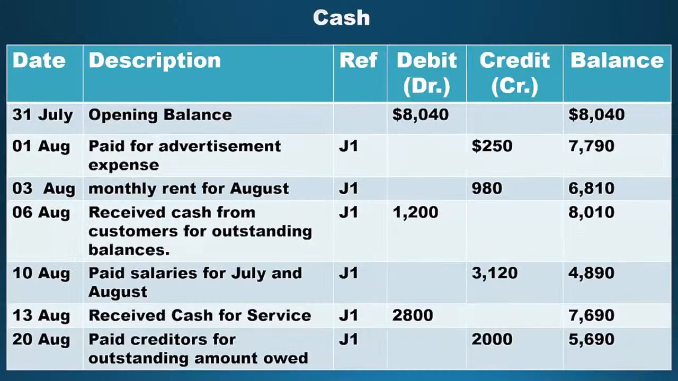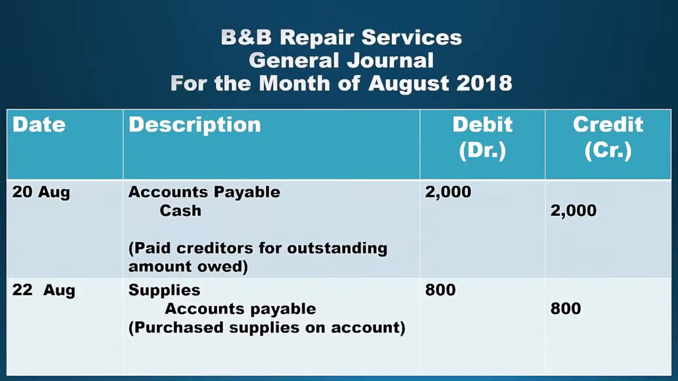Cash ledger. 1. Date. Write the date, August 20. 2. Narrative. Add the narrative: Paid creditors for outstanding amounts owed. 3. Reference. Include the journal reference, J1. 4. Amount. Enter $2,000 in the credit column. We credit cash because the company is spending money, and decreases to assets like cash are recorded on the credit side. August 22nd, purchasing supplies on account.